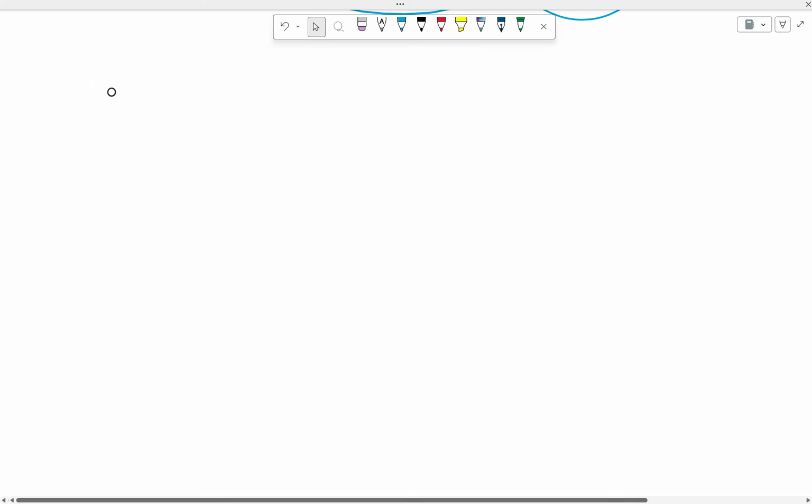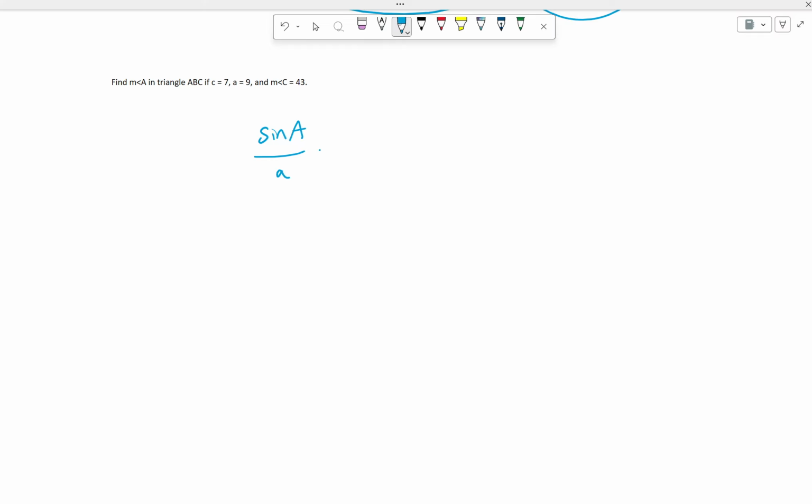So we find the measure of angle A in triangle ABC. If C is equal to 7, A is equal to 9, and the measure of angle C is equal to 43. Okay? So this works just all the same. That, remember, the sine of the angle, right, is a ratio over the side opposite, is equal to the sine of whatever other angle. In this case, we have angle C. Okay, so we're working with A and C over lowercase c, and then now we just plug and play, right?